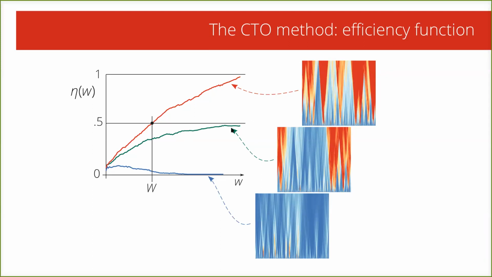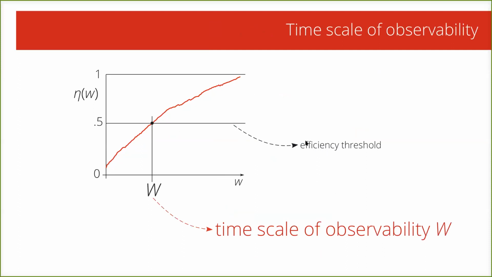Other ones are, for other diagrams, the efficiency rises above and can get up to 1. Now, what we do then is to consider a threshold, an efficiency threshold, which we set, for example, to 50%, and we consider the window width, capital W, at which the efficiency crosses this threshold. Now, it can be that the efficiency never crosses that threshold, and in that case, capital W is not available.